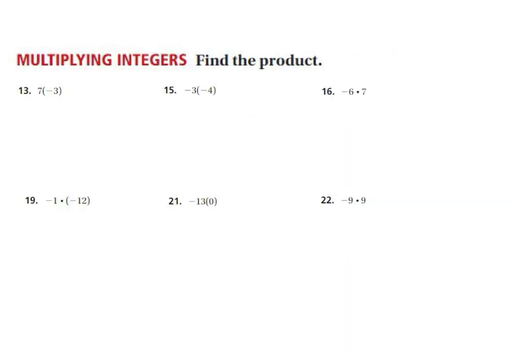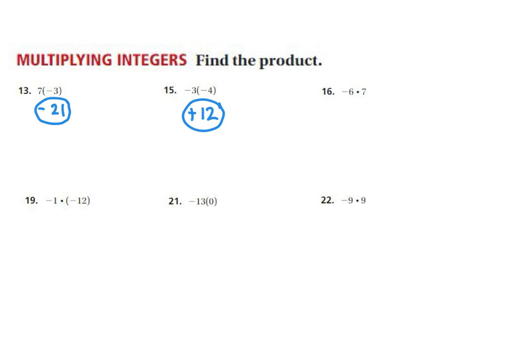Multiply integers and find the product, and you can use the integer rules now. You do not need to use the number line or integer counter method. We see that we have 7 times negative 3. A positive times a negative is a negative. The signs are different, so our answer will always be negative, and 7 times 3 is 21. For number 15, the signs are the same, so it'll be positive, and 3 times 4 is 12.